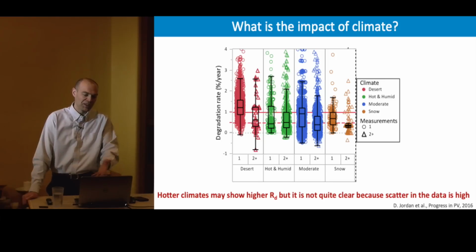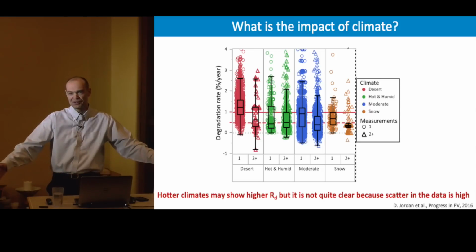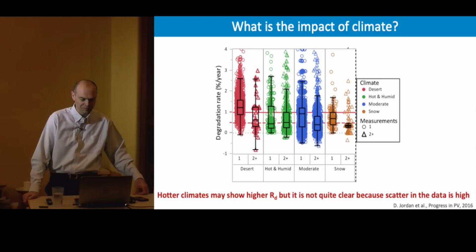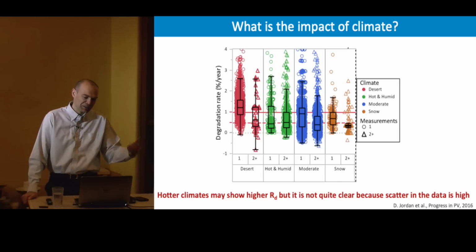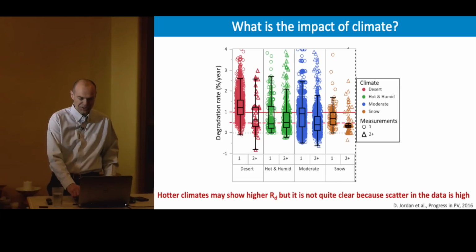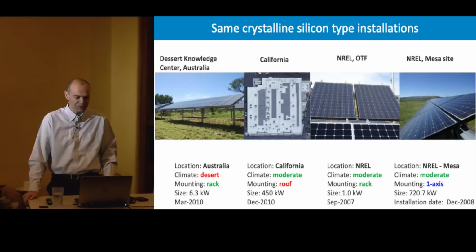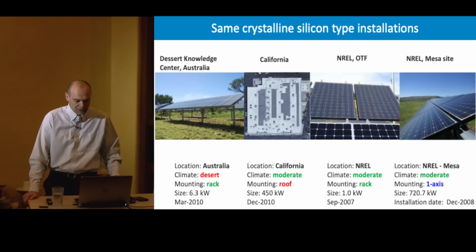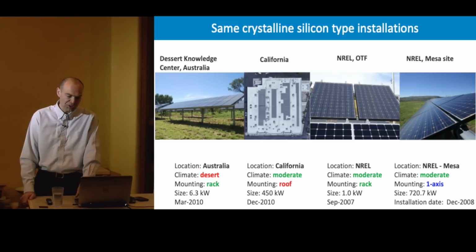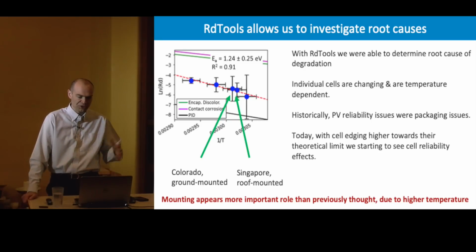So these 2 plus points are more reliable because you made the measurement before and after. So now you actually have an actual measurement before. So there might be a trend there. It's a little unclear because there's a lot of noise in the data. For this particular crystalline silicon type, we looked at different installations from different places, different mounting, from Australia to NREL. And we actually did find a trend depending on temperature.